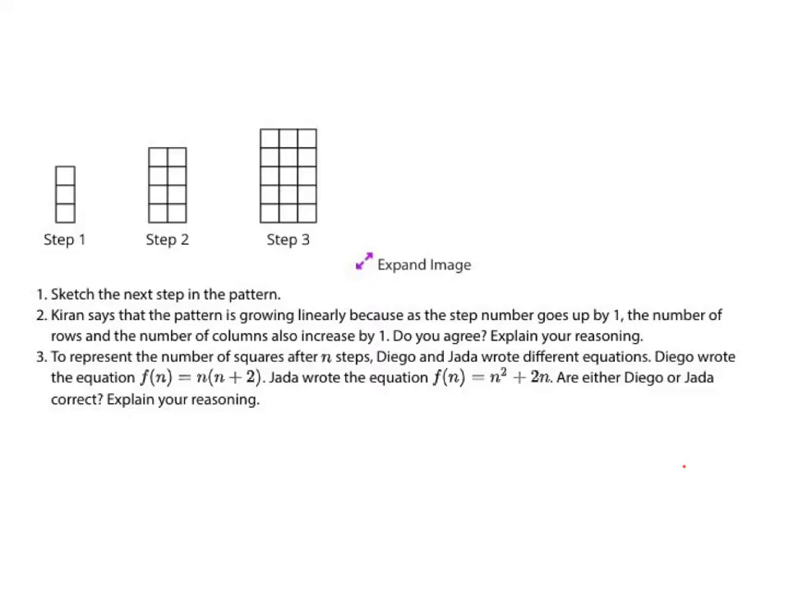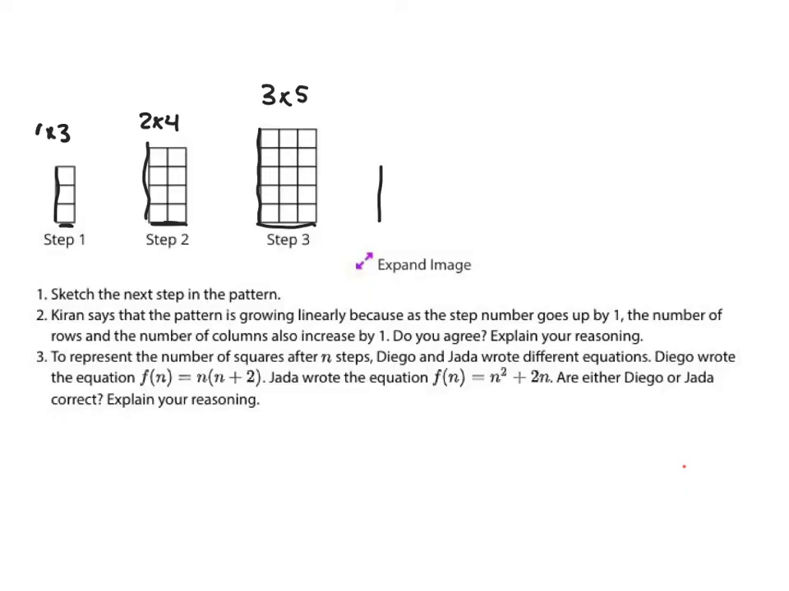All right, let's try another. Here I have sketch the next step in the pattern. What is going on with this one? Looks like step 1, I have 1 by 3. Step 2 is 2 by 4. 1 by 3, 2 by 4. Step 3 is 3 by 1, 2, 3, 4, 5.